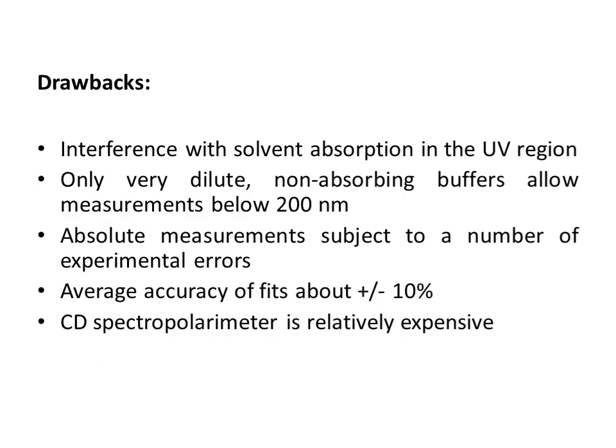The drawbacks then are the interference with solvent absorption in the UV region. Only very dilute non-absorbing buffers allow measurements below 200 nanometers. The absolute measurements are subject to a number of experimental errors, and the average accuracy of fits is about plus or minus 10%. And the circular dichroism spectropolarimeter is relatively expensive. Now we do have one of those instruments in our research facility in this institute.